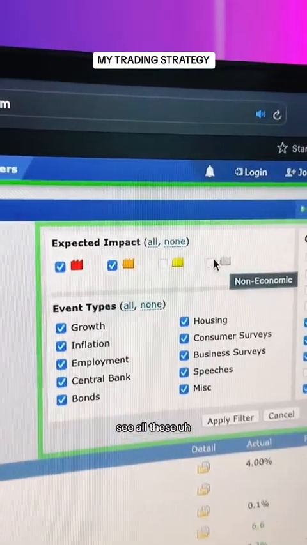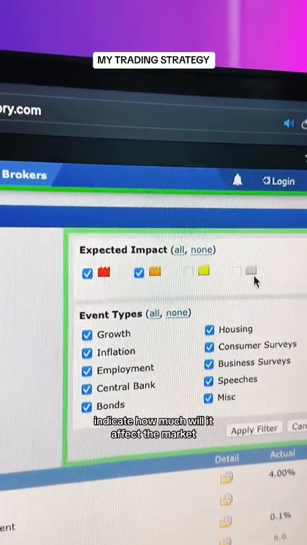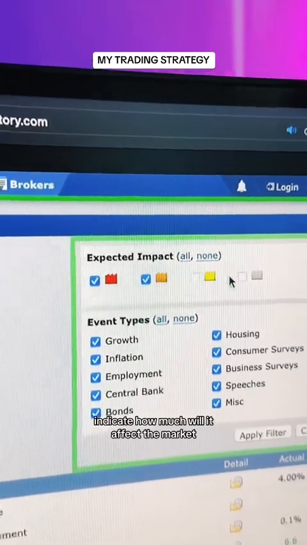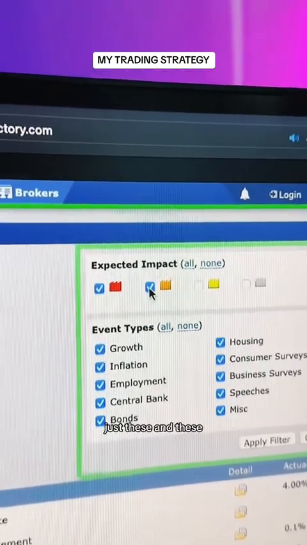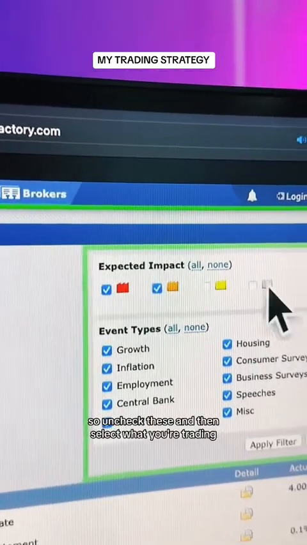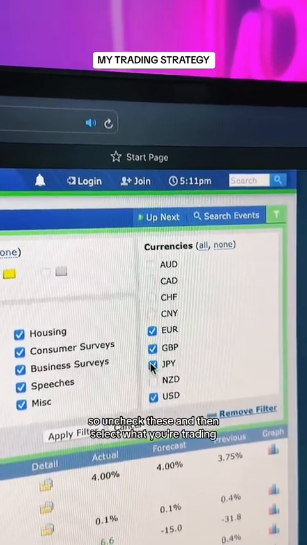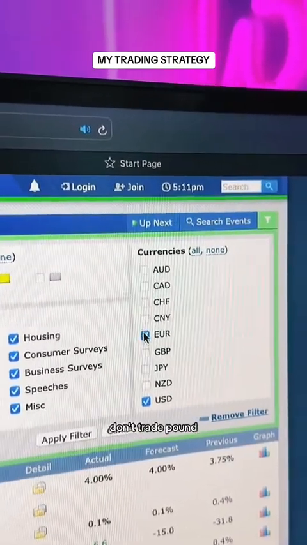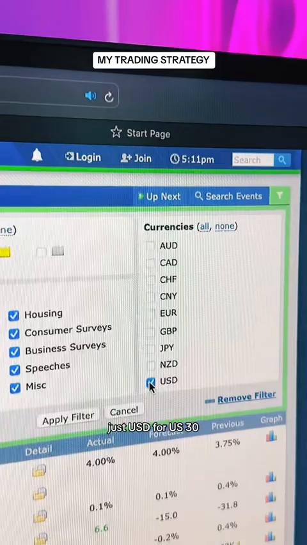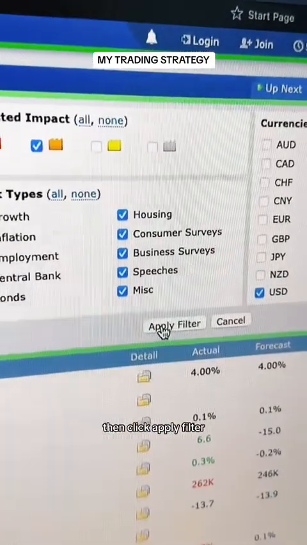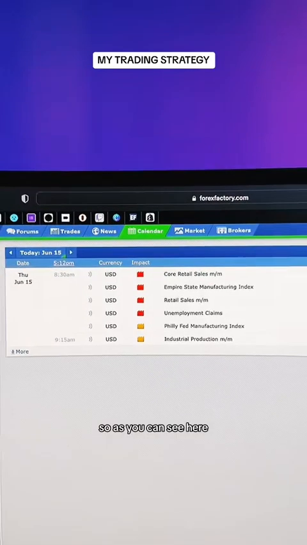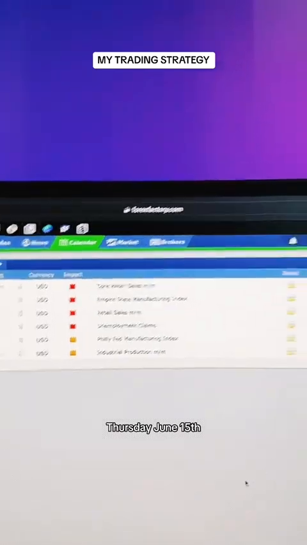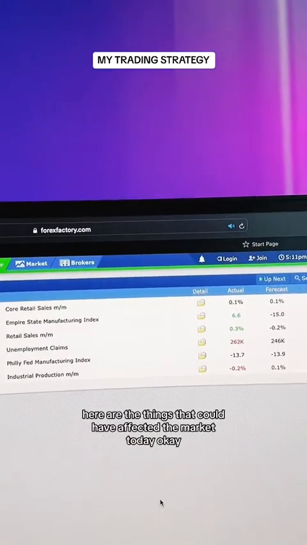See all these folders right here indicate how much it will affect the market. I don't care about these. I don't care about these. Just these and these. So uncheck these. And then select what you're trading. I don't trade yen, don't trade pound, don't trade euro, just USD for US 30. Then click apply filter. So as you can see here, Thursday, June 15th, here are the things that could have affected the market today, okay?